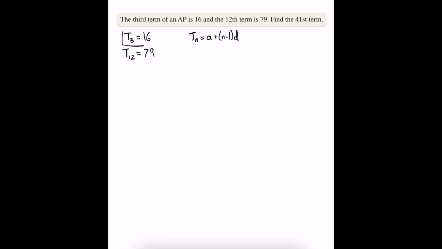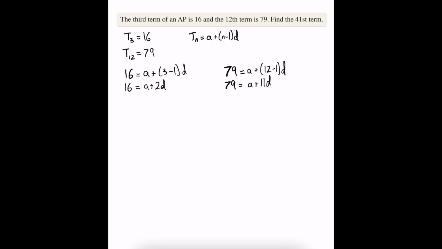So let's substitute the values that we know into this equation. So let's work with T3 equals 16. So we know that the third term is 16. So 16 equals A plus (3 minus 1)D. So we get 16 equals A plus 2D. And then using the 12th term equals 79, we can say that 79 is equal to A plus (12 minus 1)D, or that 79 equals A plus 11D. And what we can see here is that we have simultaneous equations. And it's just up to us to solve these.